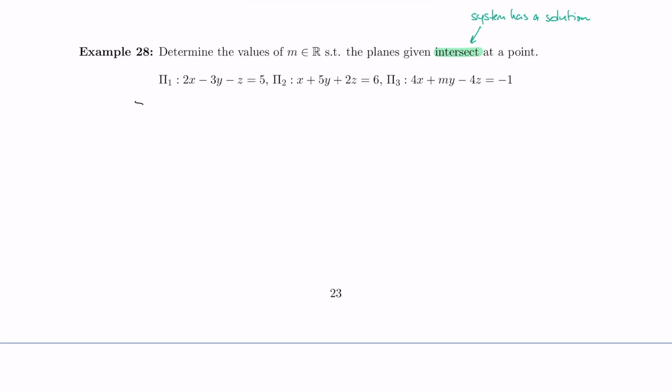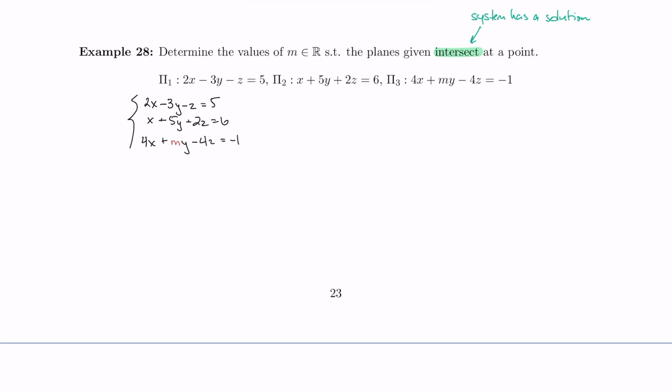So let's do business as usual. Let's set up my system. That was a terrible brace. There we go. x plus 5y plus 2z equals 6. 4x plus, and just for the sake of clarity, let's throw that in a different color, just so I can keep my eyes on what I want to focus on. We're going to operate as normal and solve the system.